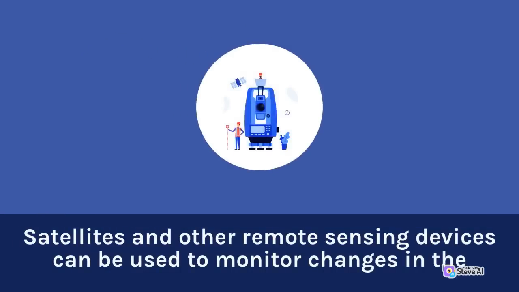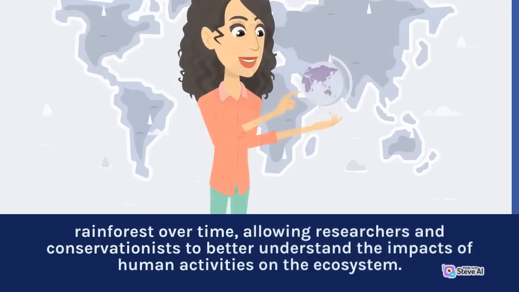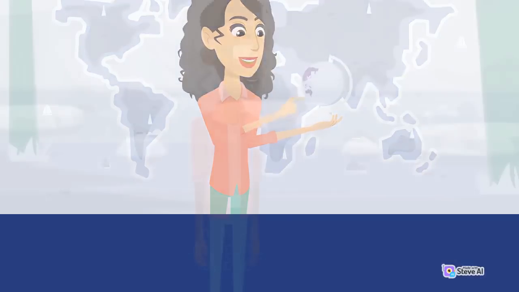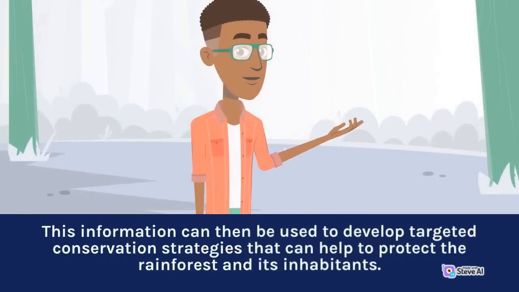Satellites and other remote sensing devices can be used to monitor changes in the rainforest over time, allowing researchers and conservationists to better understand the impacts of human activities on the ecosystem. This information can then be used to develop targeted conservation strategies that can help to protect the rainforest and its inhabitants.